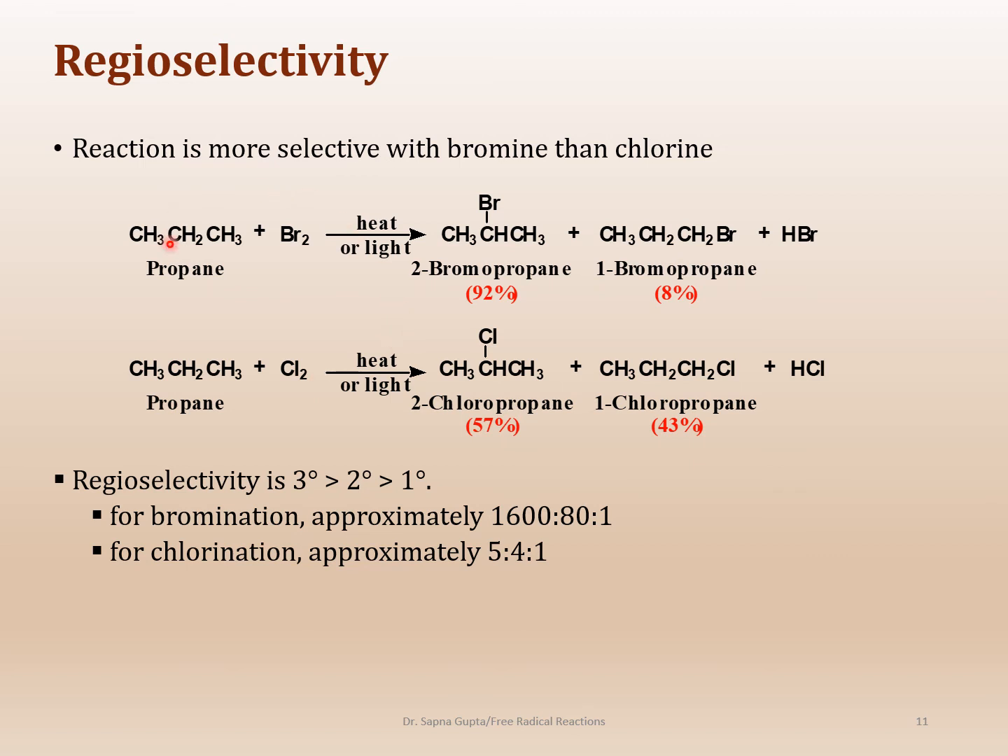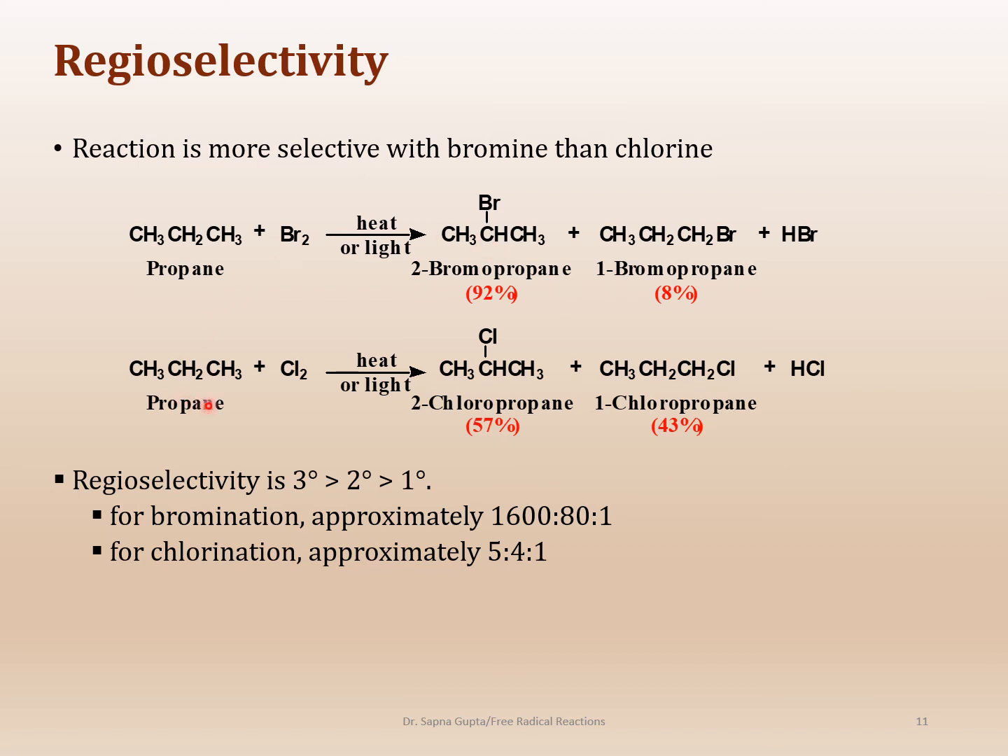All right. So if you react propane with bromine, the major product here is 2-bromopropane, which, if you think about this, means it's coming from a secondary radical, and then it adds on to the bromine. And the 1-bromopropane is coming from the primary radical. So the major product here is the 2-bromopropane coming from the secondary radical.